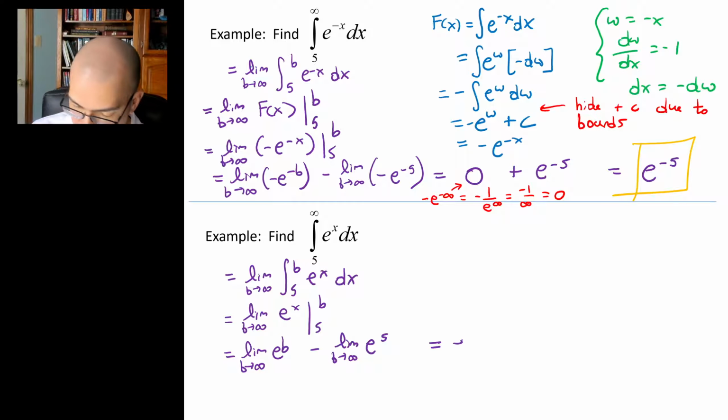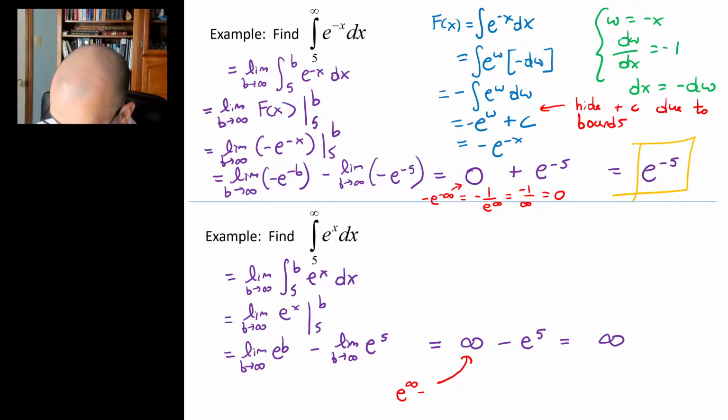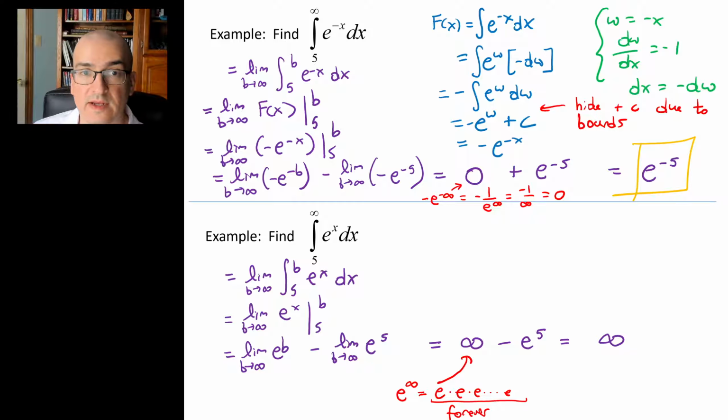So we're going to have infinity for the first part minus e to the 5, which is infinity. The reason we got infinity for this first piece is this is e to the infinity, which is e times e forever. So it's going to be infinity. And subtracting e to the power 5 from infinity does not make it any smaller.